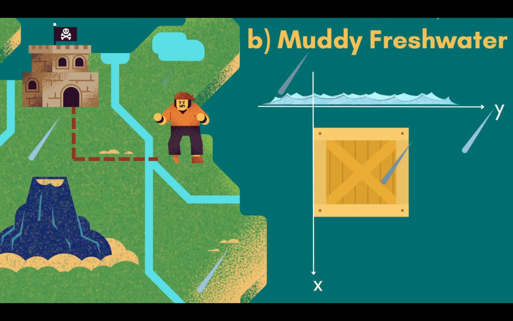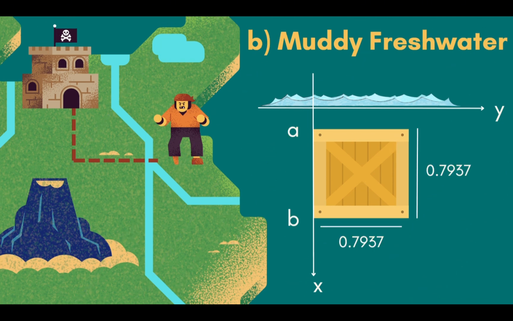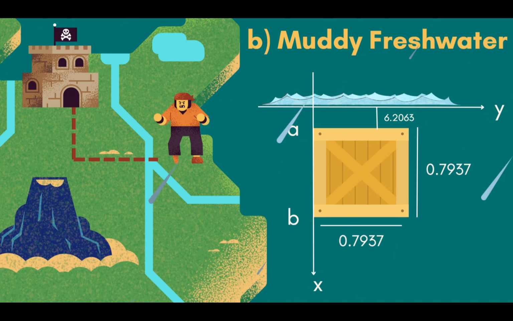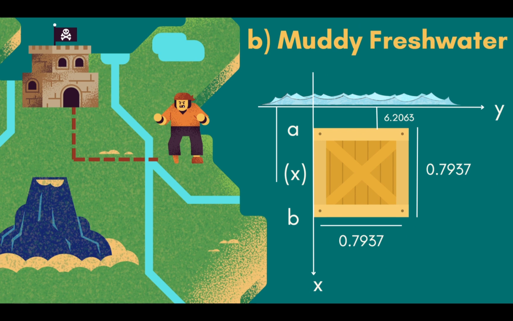First, we sketch a box and place it in a Cartesian field. Then we label the sketch with points A and B. Both the length and the depth of the box are 0.7937 meters. To determine the distance between the water surface and the top of the box, we subtract the box's depth, 0.7937 meters, from 7 meters, resulting in 6.2063 meters. We label this unknown value as x, just like in the previous part. When the sketch is complete, we can proceed to the calculations.